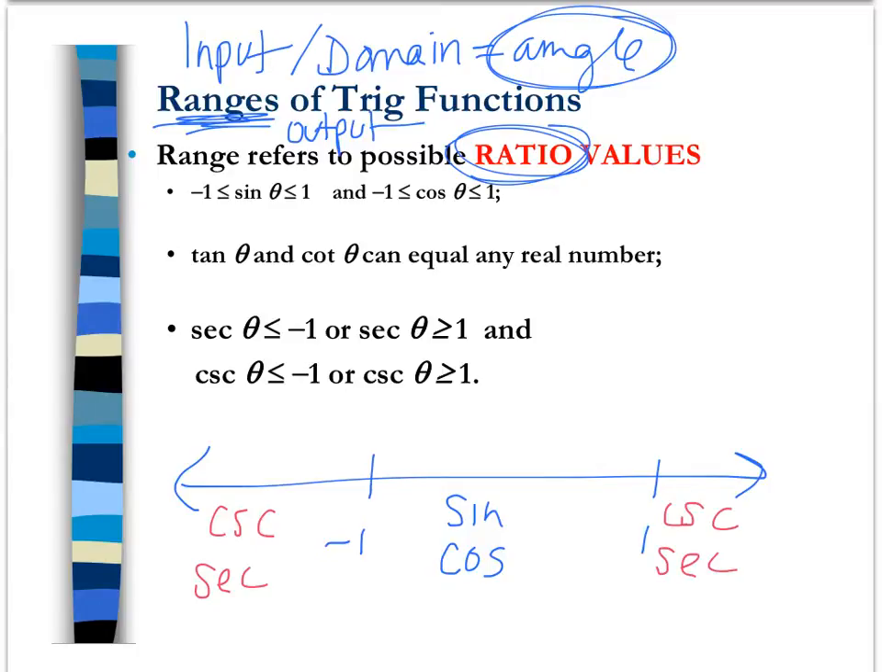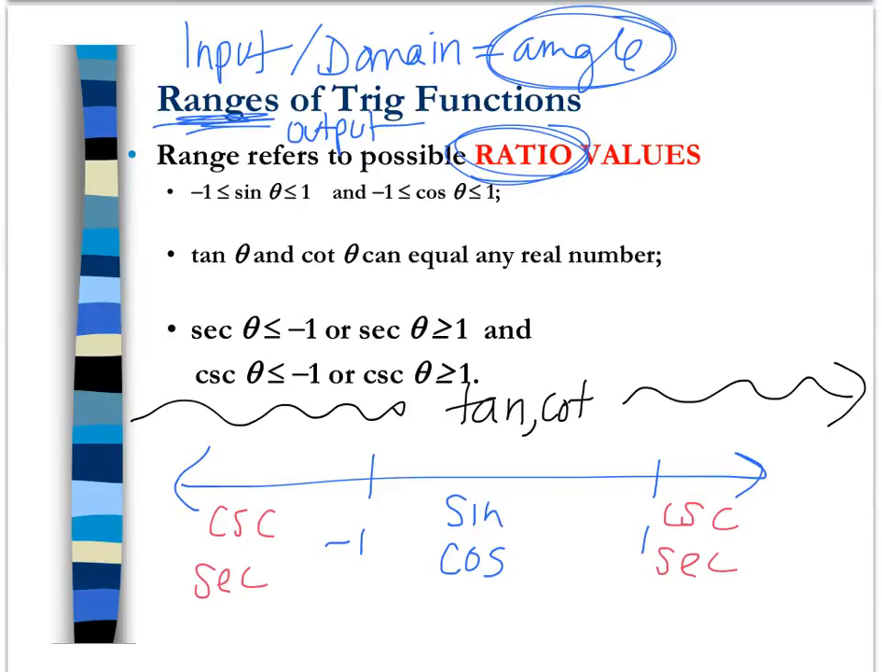And tangent and cotangent, they're the wild child. They can do anything they want. It's kind of like my son. He is bonkers. So that's where our different functions are at.